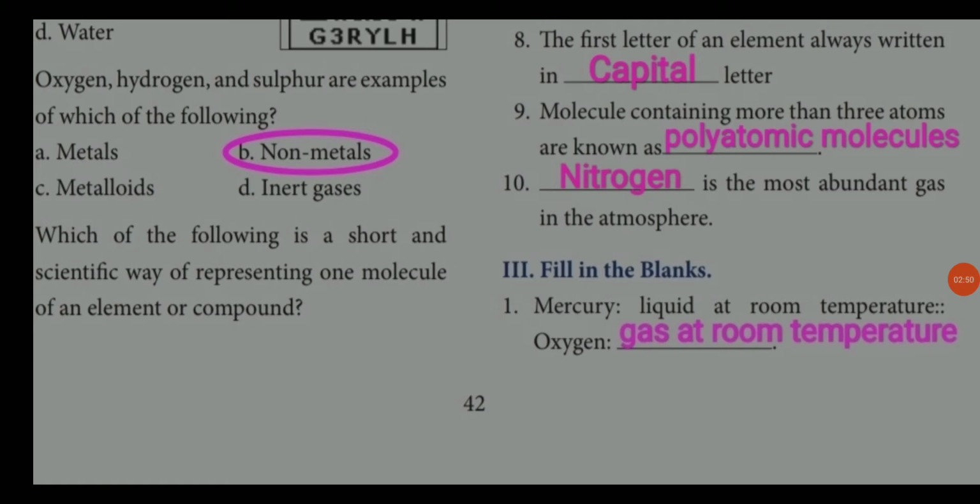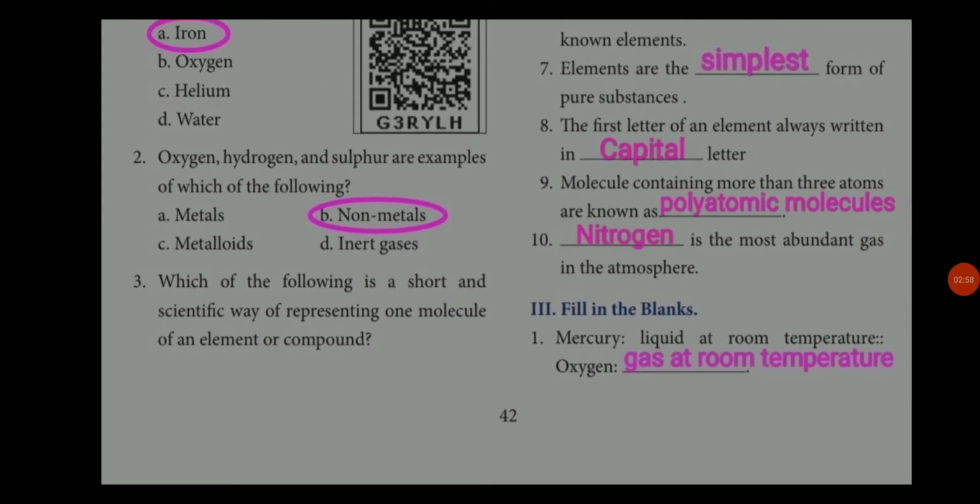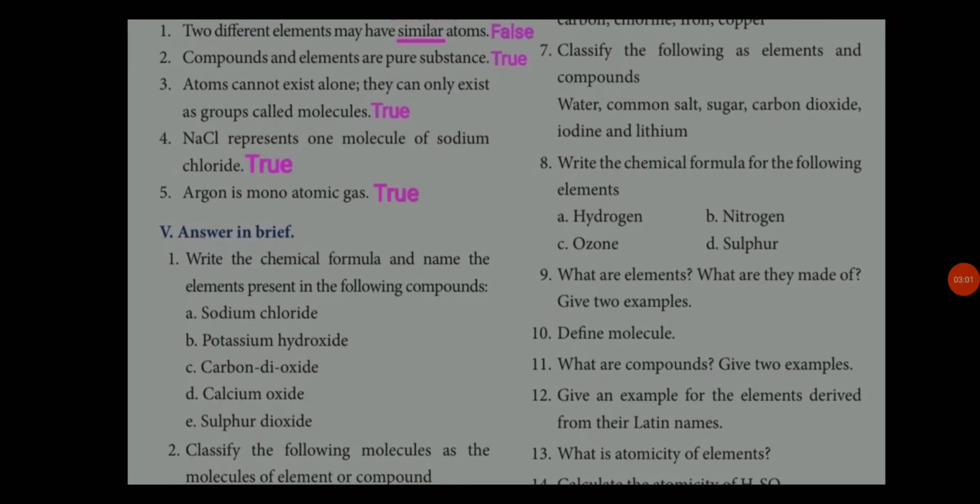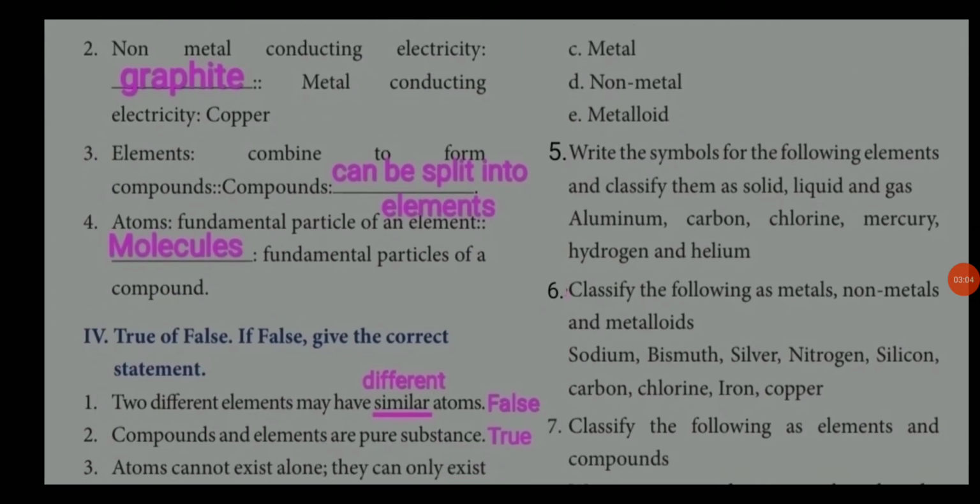Third topic, fill in the blanks. First one, mercury is liquid at room temperature. Oxygen at room temperature is a gas. Second one, non-metals conducting electricity: graphite. Metal conducting electricity: all the metals will conduct electricity, copper for example. Third one, elements combine to form compounds. These compounds can be split into elements. Fourth one, atoms are the fundamental particle of an element. Element's fundamental particle is the atom. Compound's fundamental particle is the molecule.